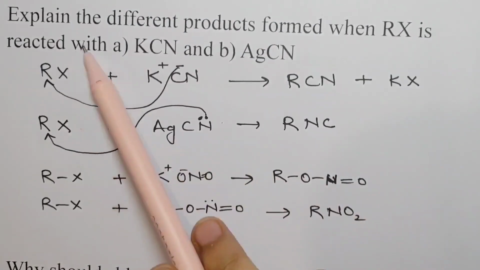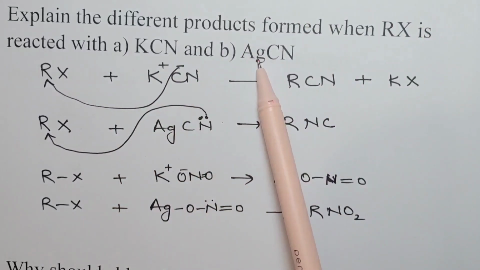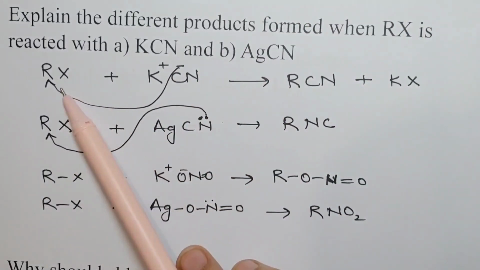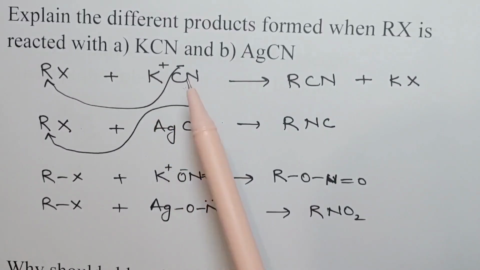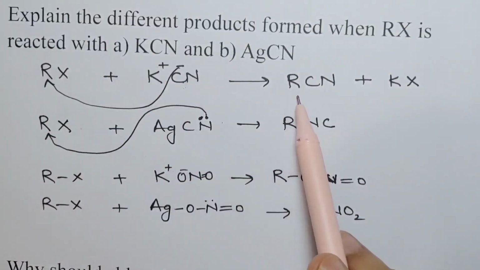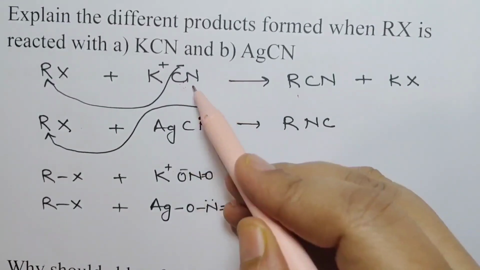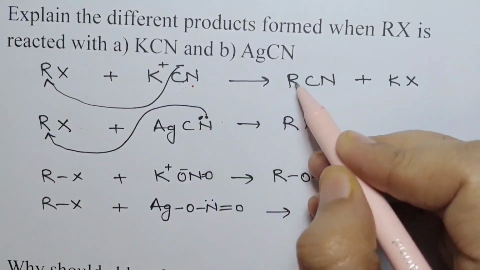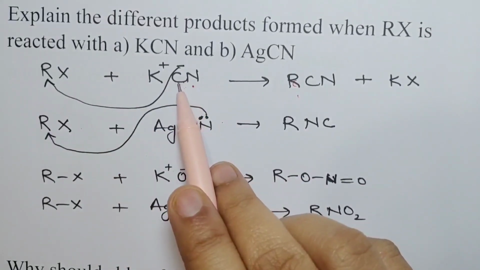Next up is, explain the different products formed when RX is reacted with KCN and AgCN. So when RX is reacted with KCN, KCN being an ionic compound breaks into two ions, potassium ion and cyanide ion. And then the cyanide ion combines with R and forms RCN. Cyanide actually can attack from nitrogen also, but since the carbon-carbon bond is stronger than the carbon-nitrogen bond, it prefers to attack from the carbon end.